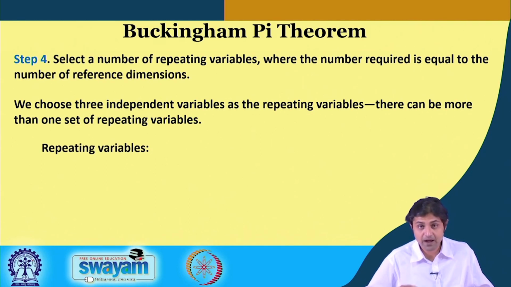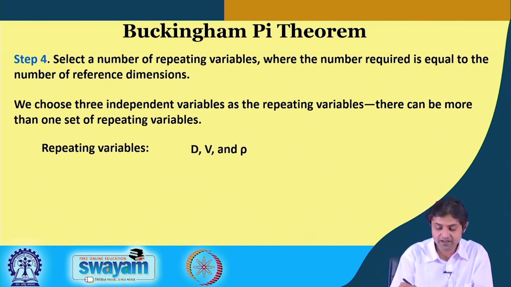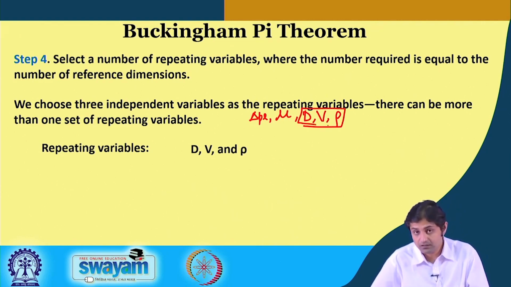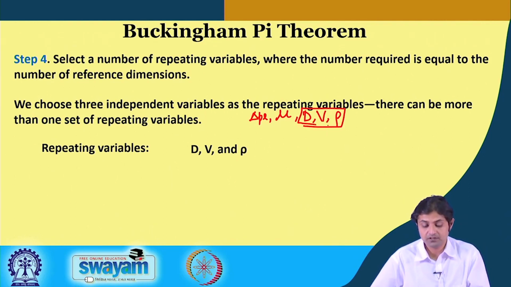Now, in our pipe flow case, we had 5 variables: delta P over L, we had mu, we have diameter, we have velocity, and we have rho. So, these 3 we have chosen as repeating variables.